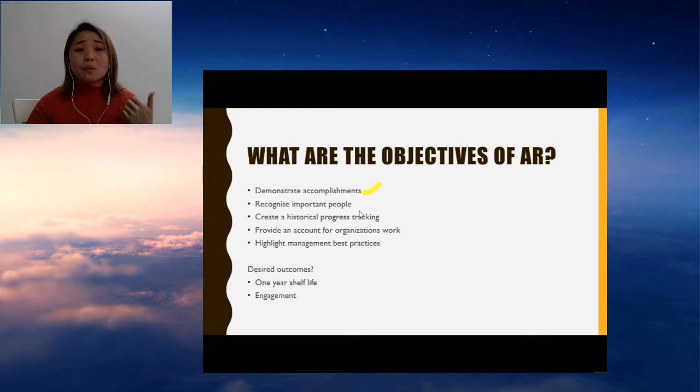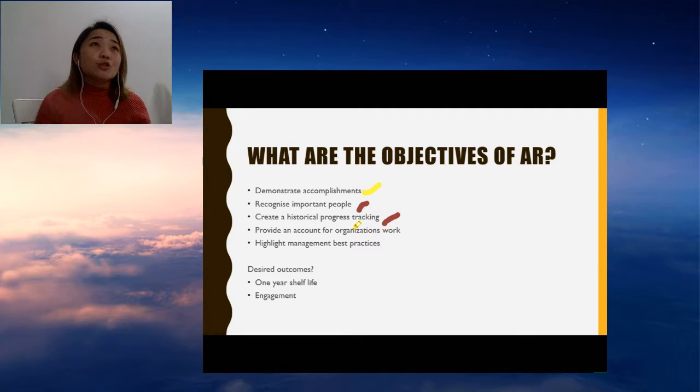Besides that, what's the next one? The next objective of the annual report is obviously to recognize important people in your company. Who are some of the important people within your company? What exactly do they do, right? If they appear in your annual report year after year after year, obviously these are the important people within your company. And of course, to create historical progress tracking.